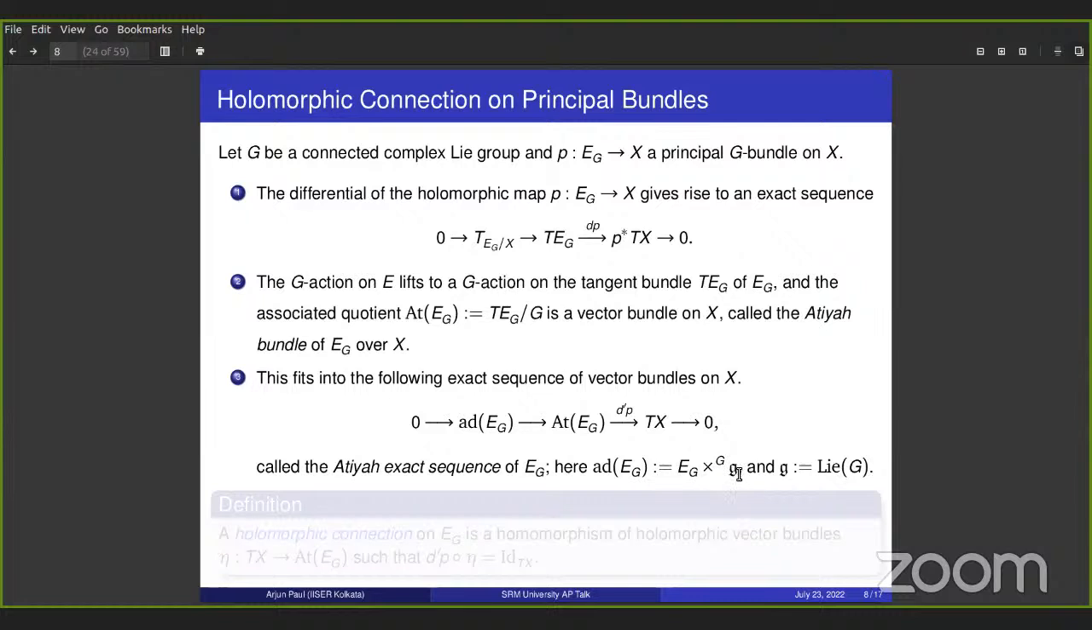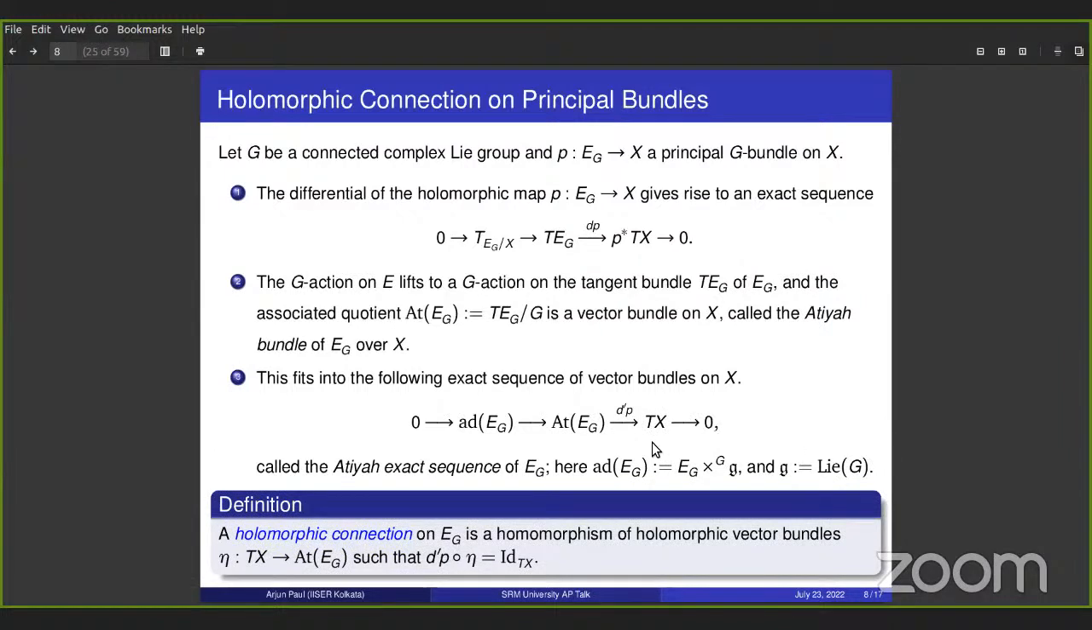So basically, this is obtained by extending. So this curly G, this small g, is the Lie algebra. So this is also a G module. So using that G module homomorphism, we can get a vector bundle from the principal G bundle EG. This is called the adjoint bundle. Okay. So in case of G equal to GLn, this adjoint bundle is actually equal to the endomorphism bundle of the vector bundle. Okay. So this exact sequence is called the Atiyah exact sequence. So Atiyah first studied this kind of vector bundle, I think. So that's why this is called the Atiyah exact sequence.